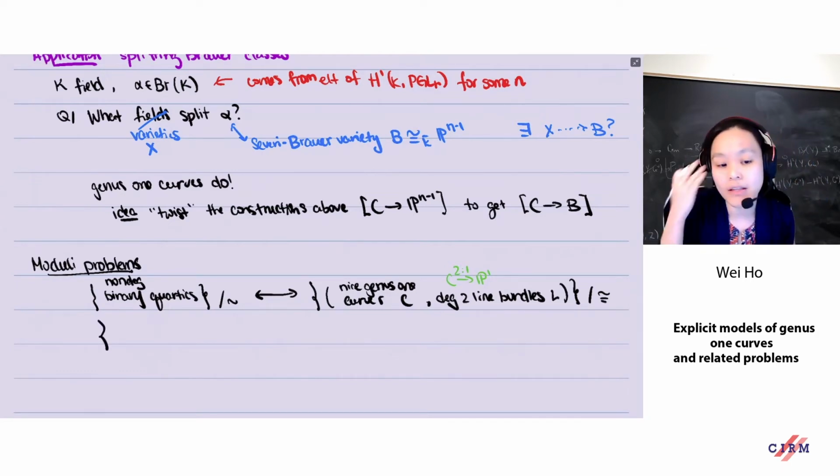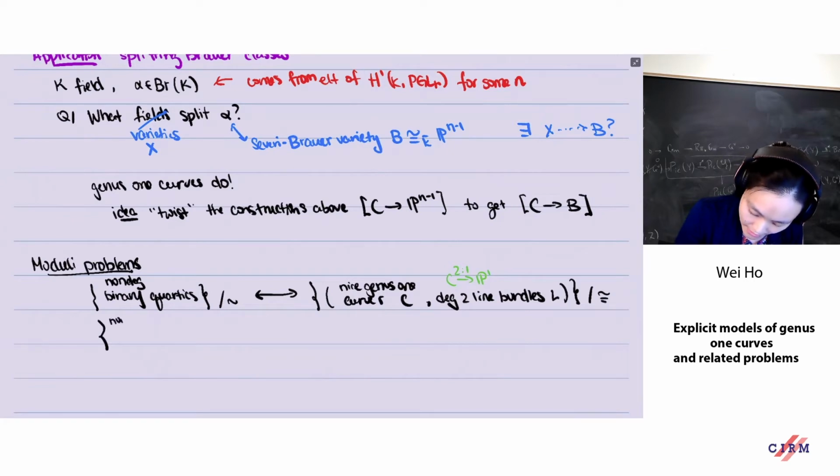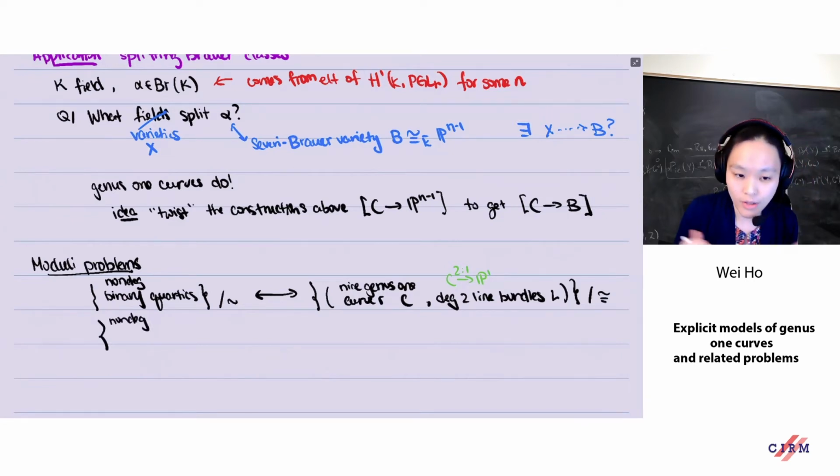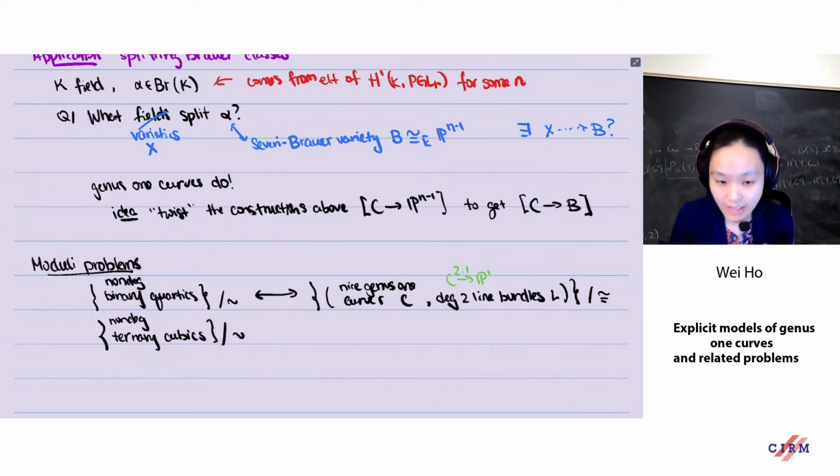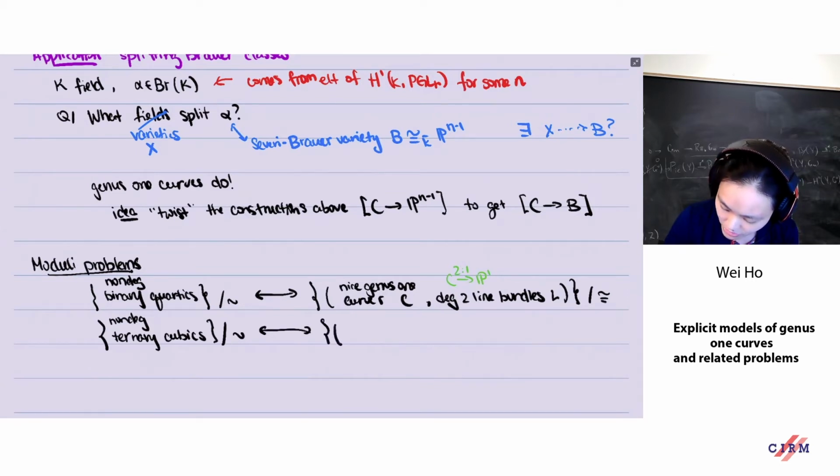But you can keep doing this. For the case of plane cubics, you can also do this. So again, let's say non-degenerate. What I mean is things that will give nice plane cubics. Plane means 3 variables, so ternary cubics up to the appropriate group action, which again is more or less linear transformations. And you get exactly the same information. So you get your curve C, and here this is going to be a degree 3 line bundle.